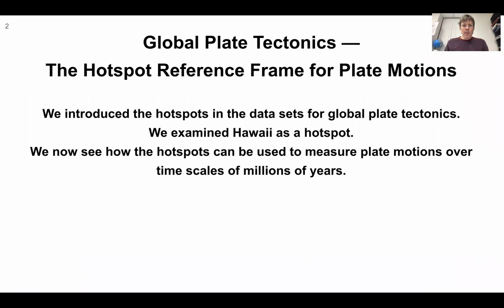The topic: global plate tectonics, the hotspot reference frame for plate motions. We introduced the hotspots in the data sets for global plate tectonics. We examined Hawaii as a hotspot. We now see how the hotspots can be used to measure plate motions over the time scales of millions of years.